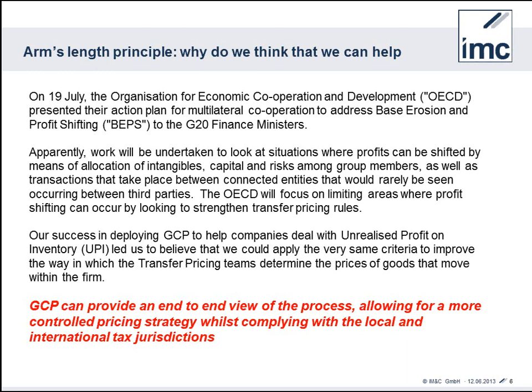And therefore, in this kind of context, what we thought at IM&C is that our product, which works so well for companies that have problems with unrealized profit on inventory, so intercompany profits, could actually be used in the concept of transfer pricing to the same advantage, because it really helps by providing an end-to-end view of the process so that the transfer pricing strategy can be controlled a little bit more, and companies can try to maximize their profits without ending up not being compliant with what the local tax jurisdictions are expecting.